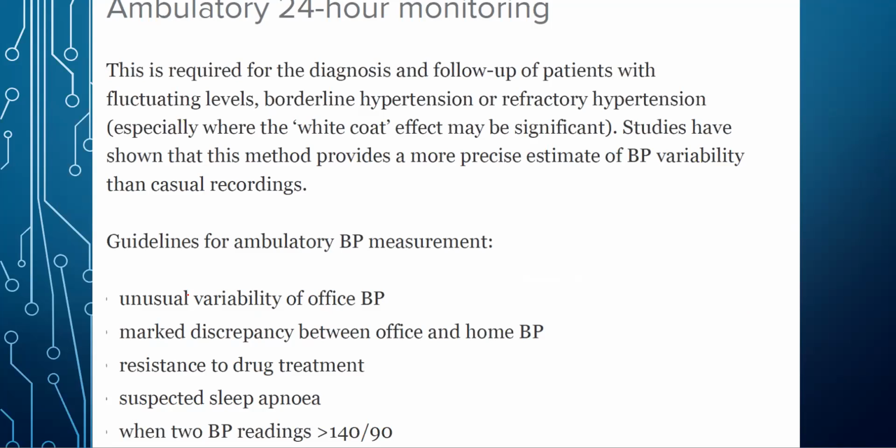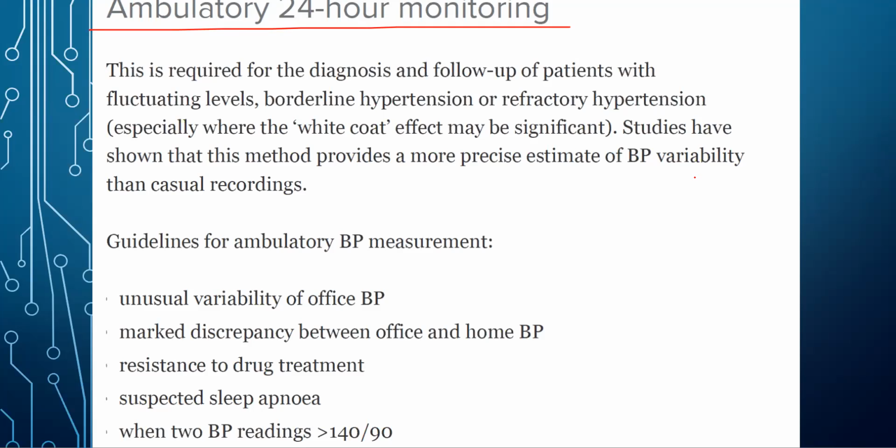There is another term called ambulatory 24-hour blood pressure monitoring. What is that? Some patients can have high blood pressure when they come to the GP clinic or to the hospital, but when you take it at their home, it's totally normal. And that is what we call white coat hypertension, right? For those patients, if you get a high reading and start treatment, but normally this patient does not have hypertension, just to avoid that problem, you can do an ambulatory 24-hour blood pressure monitoring.